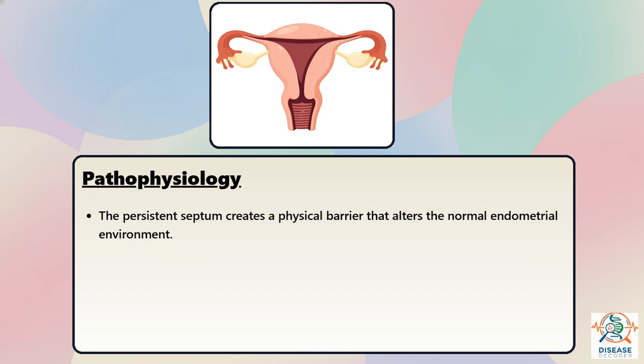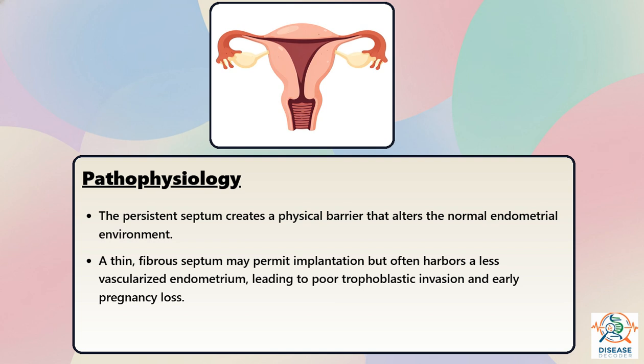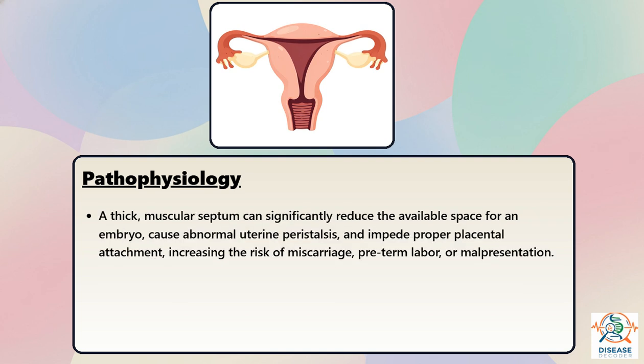The persistent septum creates a physical barrier that alters the normal endometrial environment. A thin, fibrous septum may permit implantation, but often harbors a less vascularized endometrium, leading to poor trophoblastic invasion and early pregnancy loss. A thick muscular septum can significantly reduce the available space for an embryo, cause abnormal uterine peristalsis, and impede proper placental attachment, increasing the risk of miscarriage, preterm labor, or malpresentation.